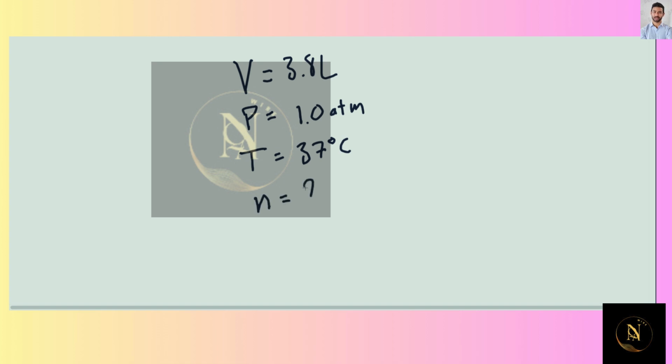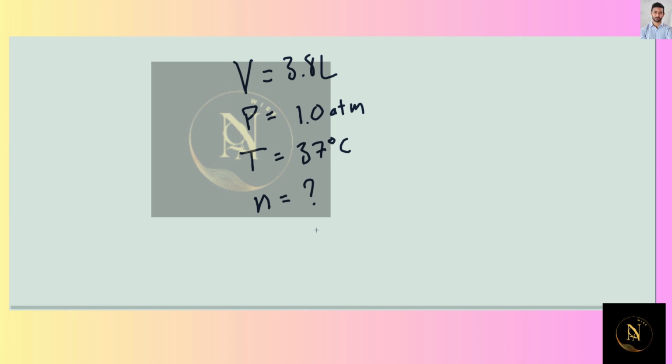Okay, we need to figure out how many moles of air are in the lungs of an average person with a total lung capacity or volume of 3.8 liters. We're also told that the pressure in that person's lung is 1.0 atmospheres, and the temperature in those lungs is 37 degrees C. And we're asked how many moles of air. So let's use n for moles, and that's what we want to know.